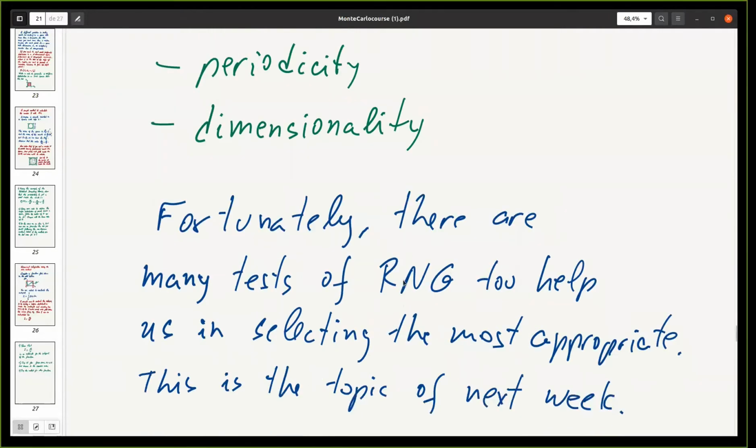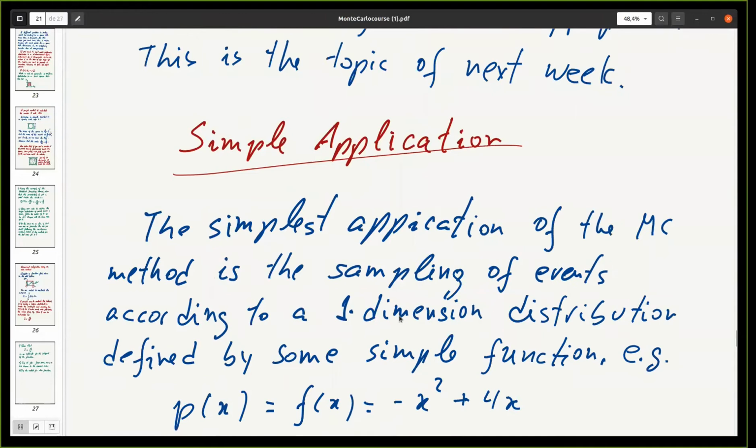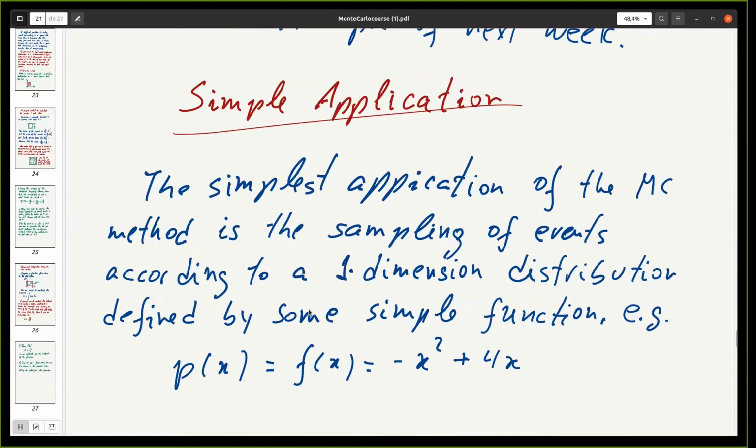But before going to the tests of random number generators, let's see some concrete examples of applications of the Monte Carlo method by electronic devices, electronic computer, and just to get some feeling about applications and how important the random number generators are. So we are going to see some simple applications.